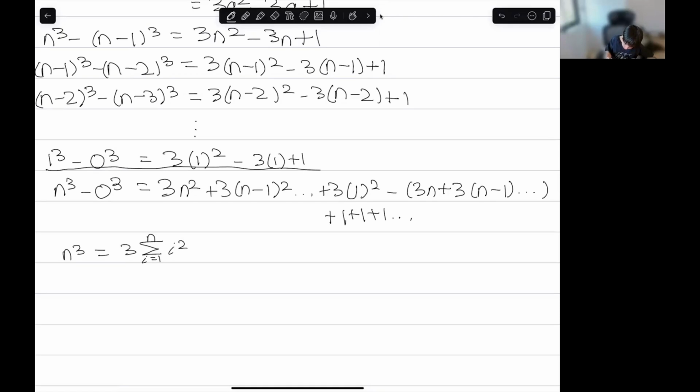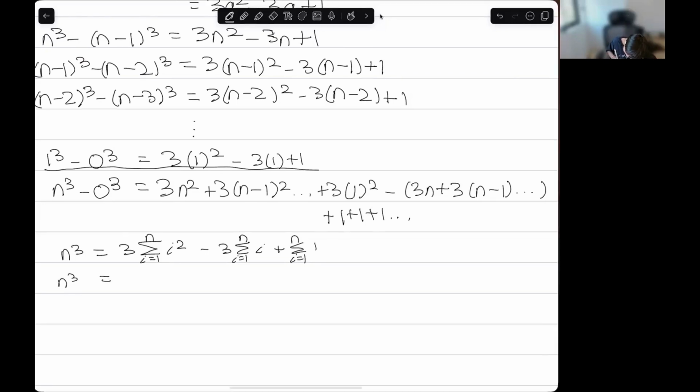This is just saying 3 times 1 squared plus 3 times 2 squared, on, minus 3 times the sigma of i equals 1 to n of just i, plus sigma i equals 1 to n of 1. So there are some simplifications we can create here, because this is n cubed, right?